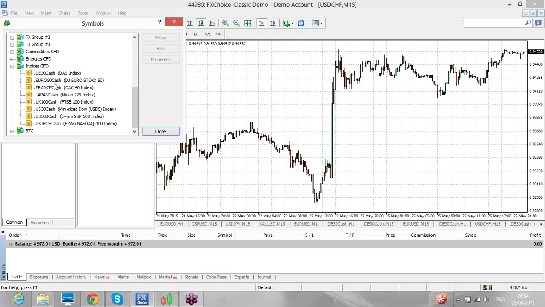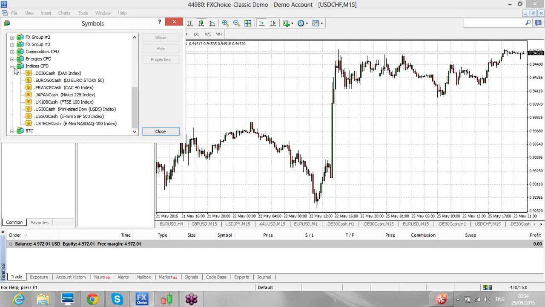Euro Stocks 50, that's the Euro 50 cash, that's the Euro Stocks 50. The French cash, that's the CAC 40 index, that's the French index. The Japanese cash, that's the Nikkei 225 index. The UK 100 is the FTSE 100 index. The US 30 is the Dow Jones index. The US 500, that's the S&P index, and the US Tech, that's the NASDAQ index.